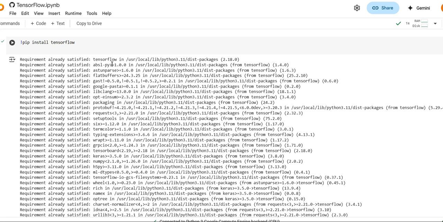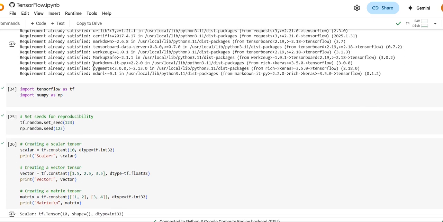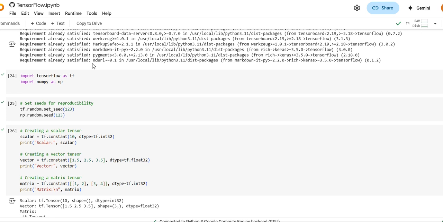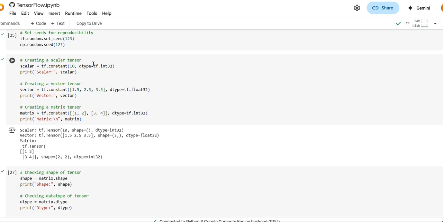Hi all. So in this video we're going to discuss tensor operations in TensorFlow. So we're going to import the required libraries, which are TensorFlow and NumPy, and set seeds to ensure that our results are reproducible every time.